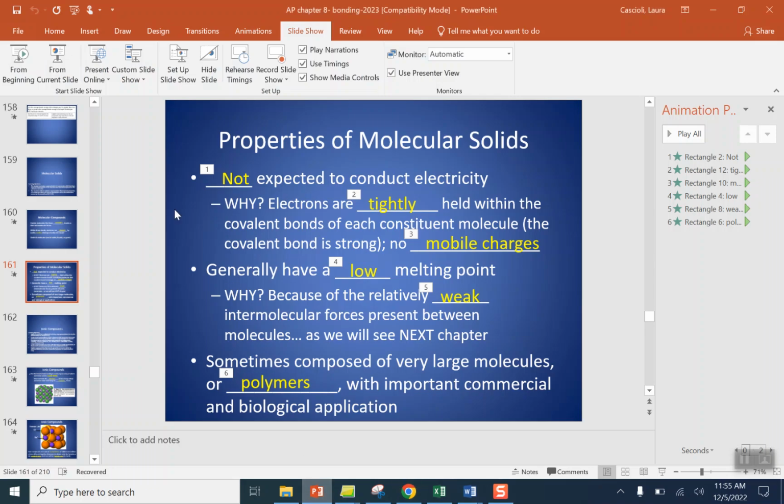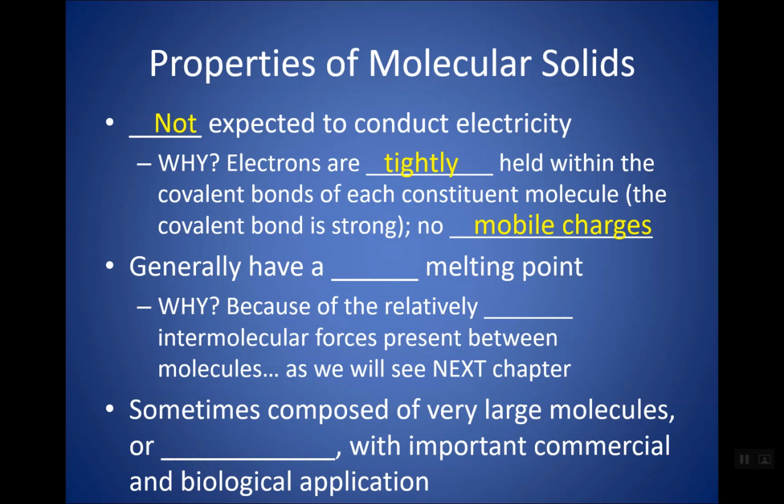Another thing that your molecular compounds tend to have is a low melting point. If we think of diatomic chlorine, diatomic nitrogen, oxygen, those are all gases. Water, H2O, is a liquid. These are not typically things that have high melting points. They typically have lower melting points compared to the other types of solids like ionic or metallic.